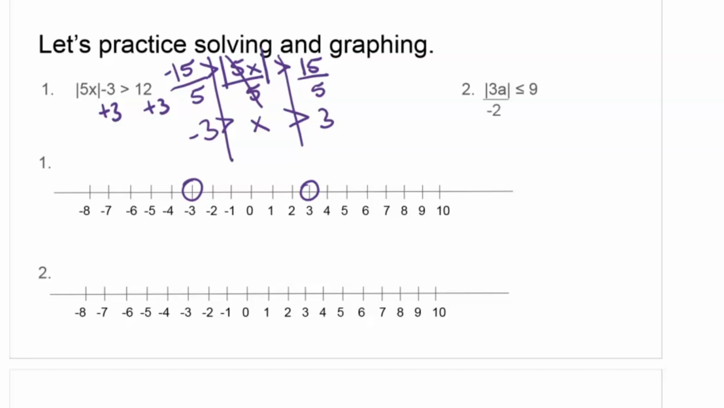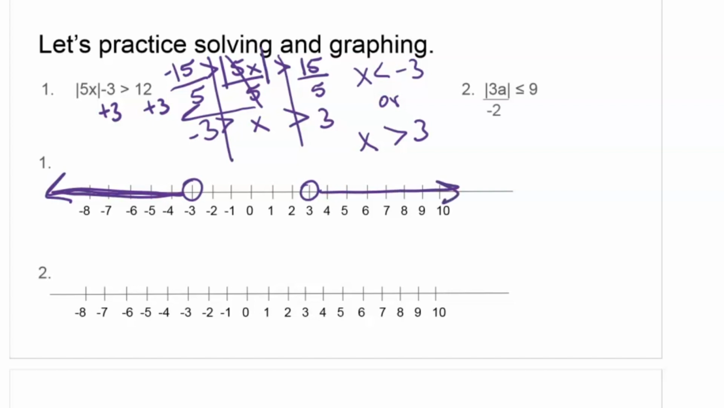Because if we separated this out again, reading from the inside out, we would have x is less than negative 3 or x is greater than 3. So less than would go down to the lower numbers, less than negative 3, or x is greater, that's going to go up to the higher numbers, greater than 3. So that's how you would solve and graph the first one.